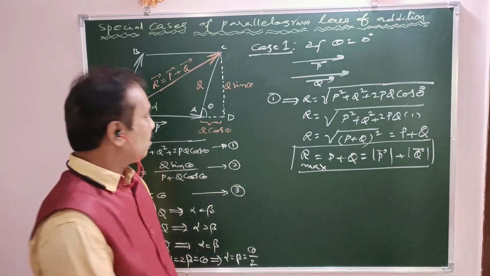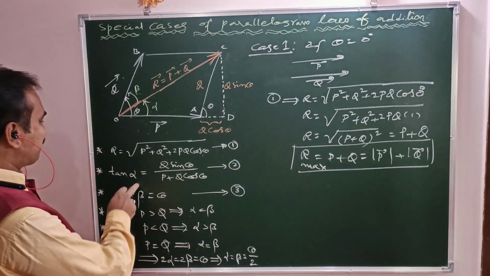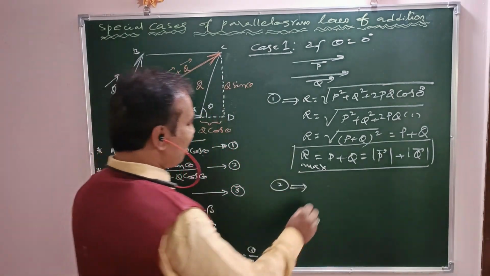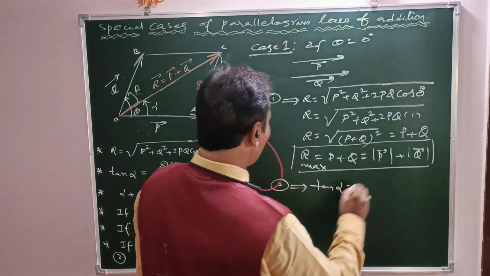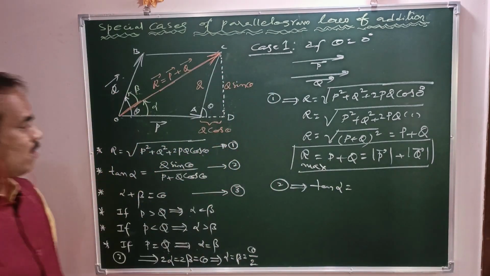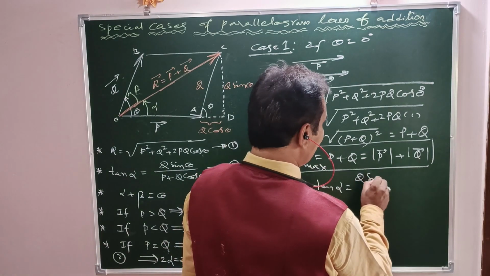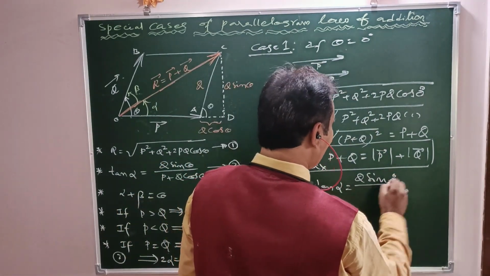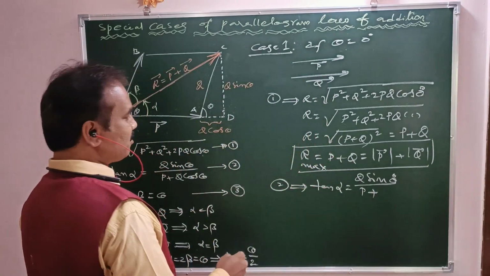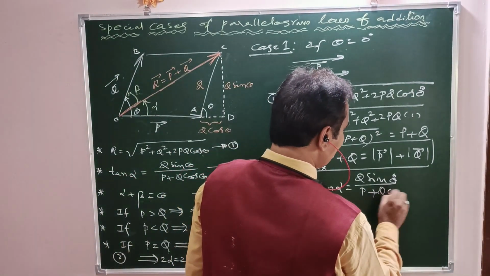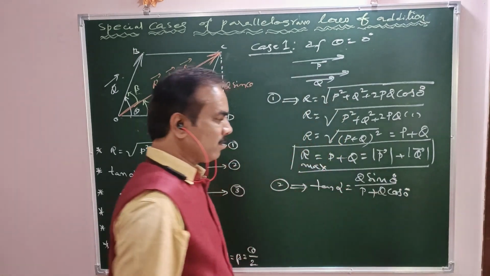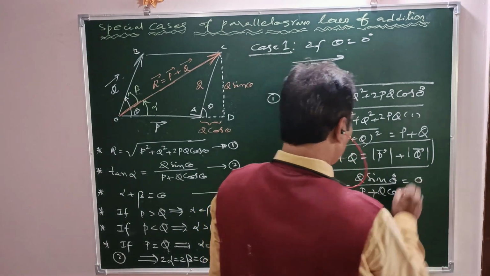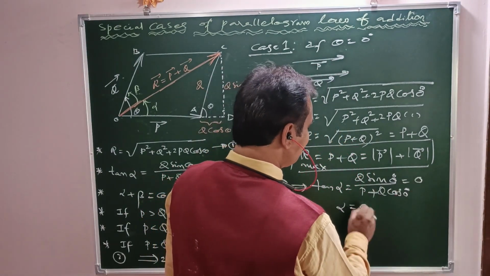Now, in the second expression, tan alpha equals Q sin theta by P plus Q cos theta, where theta is the angle between the parent vectors. That is Q sin 0 by P plus Q cos 0. Sin 0 is 0, so it is 0 divided by something, which is 0. So alpha equals 0.